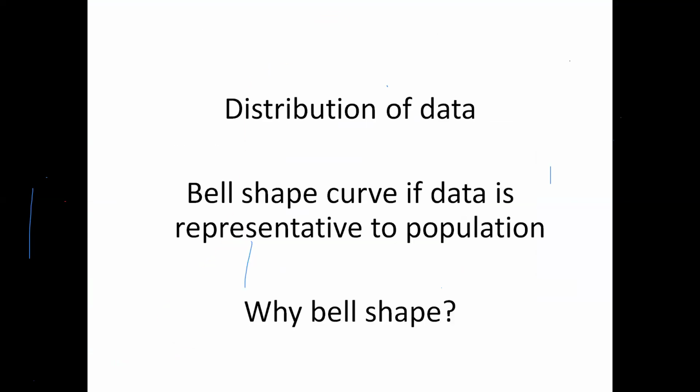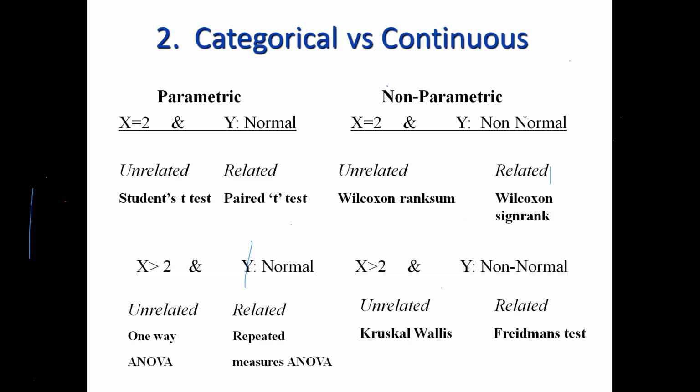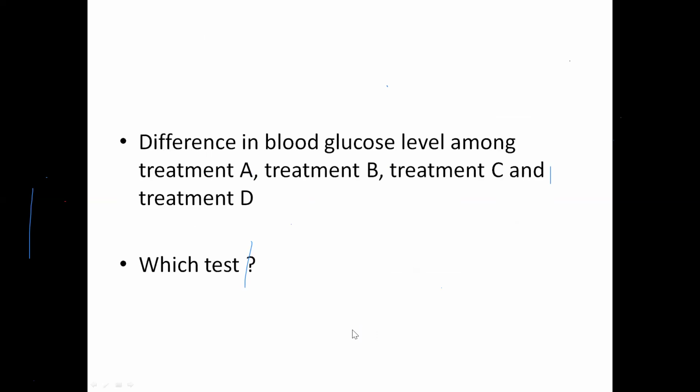What is the assumption for the ANOVA? The number of groups should be more than 2, and the groups should be unrelated, like drug A, drug B, drug C. The same observation should not be repeated. Then we will apply one-way ANOVA. So can you tell me what test we will apply for the difference in blood glucose level among treatment A, treatment B?